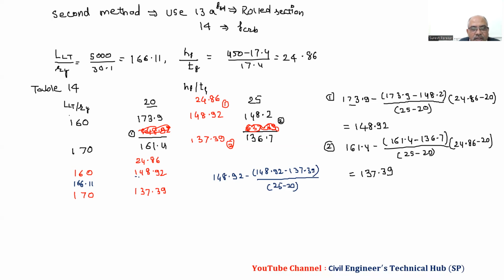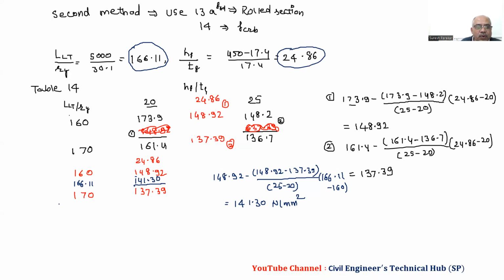Base we have taken 160, so 166.11 minus 160, and if we calculate this value, we will get it as 141.30 Newton per mm square. So for these combinations, LLT upon RYY 166.11 and HF upon TF 24.86, we will get the value of FCRB equal to 141.30 Newton per mm square.